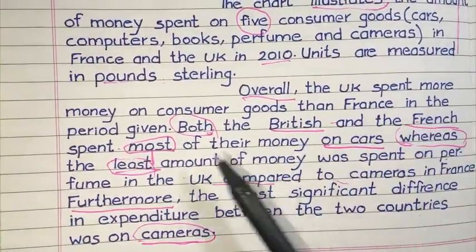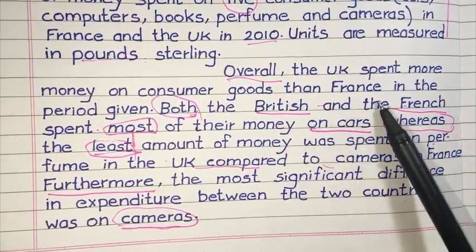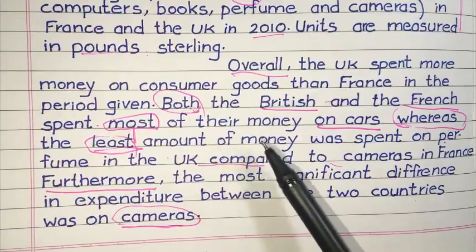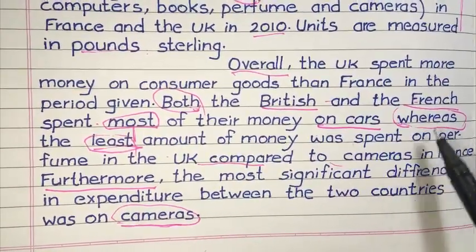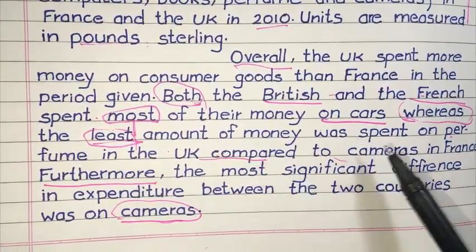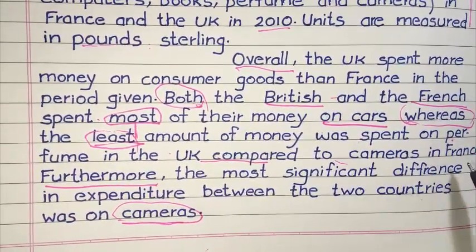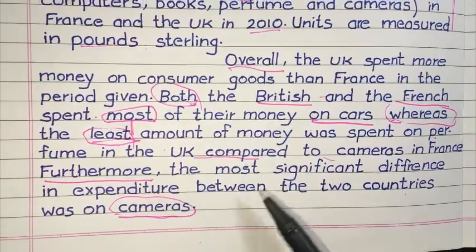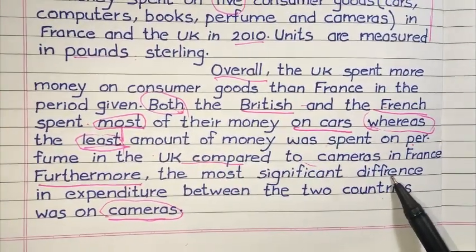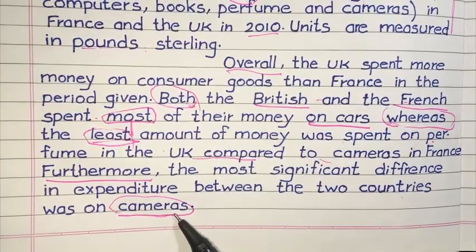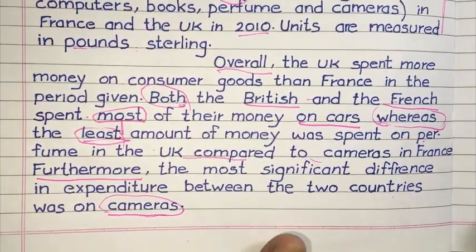Overall, the UK spent more money on consumer goods than France in the period given. Both the British and the French spent most of their money on cars, whereas the least amount of money was spent on perfume in the UK compared to cameras in France. Furthermore, the most significant difference in expenditure between the two countries was on cameras. So you got it. We'll move to the next.